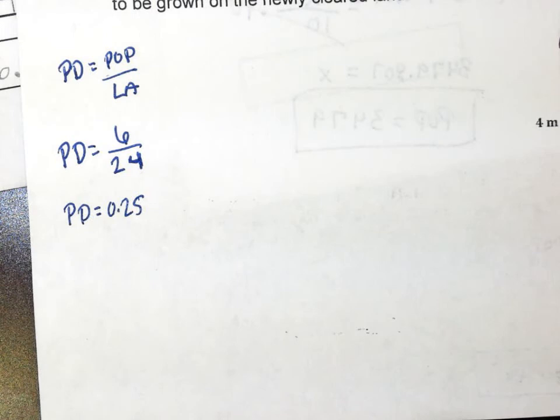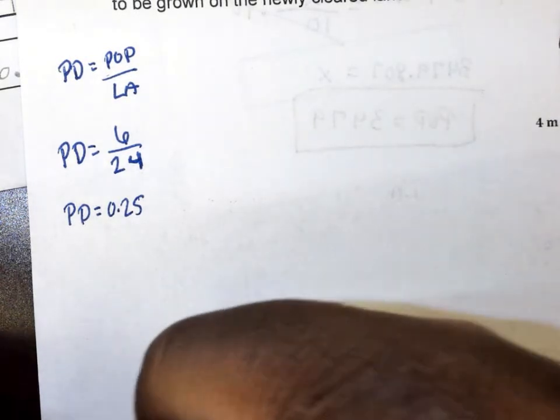6 over 24 is going to give me 0.25. That is my population density. We're going to use that same density in the new land area. If that's the case, to find the population of the new area, I need to find that land area over there in the new section, and then I need to work backwards.